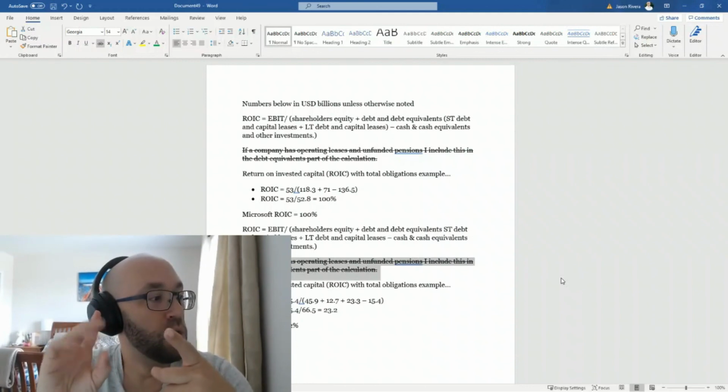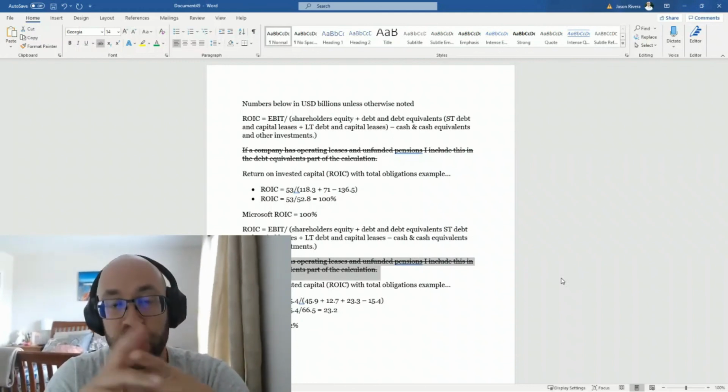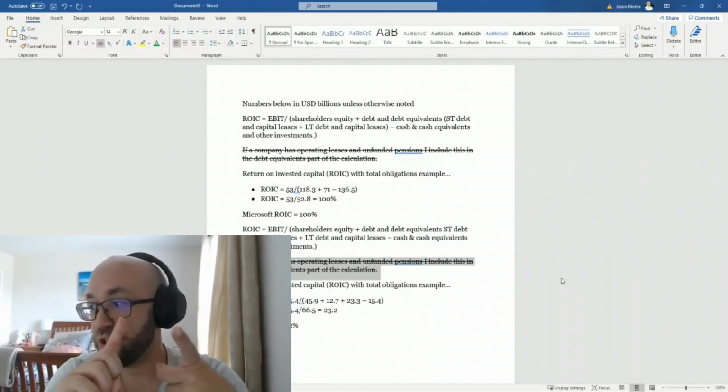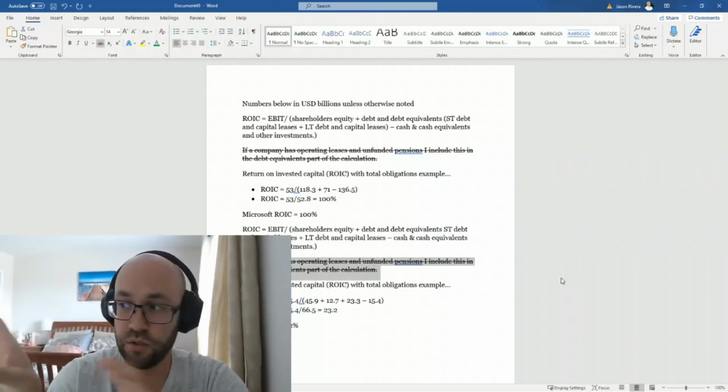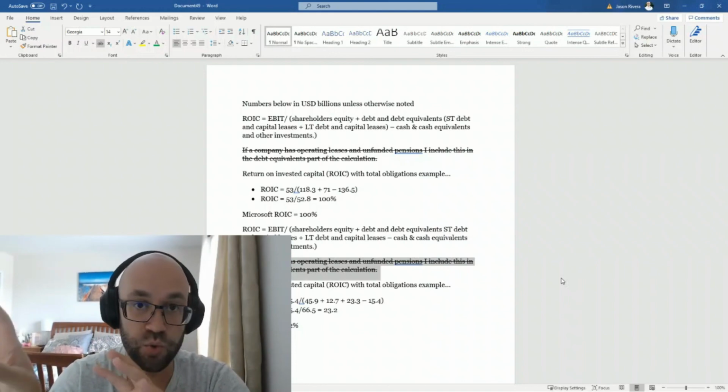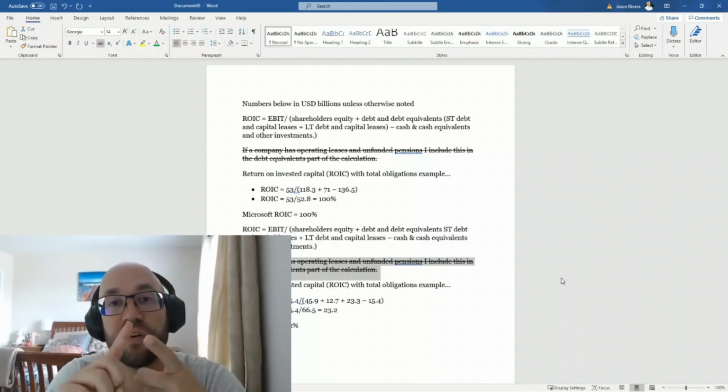So next week, we'll get into the unfunded pensions and operating leases and add those to the calculations, and see how much these affect the valuations. We'll keep the same companies, and see how much they affect the profitability metrics in their calculations.